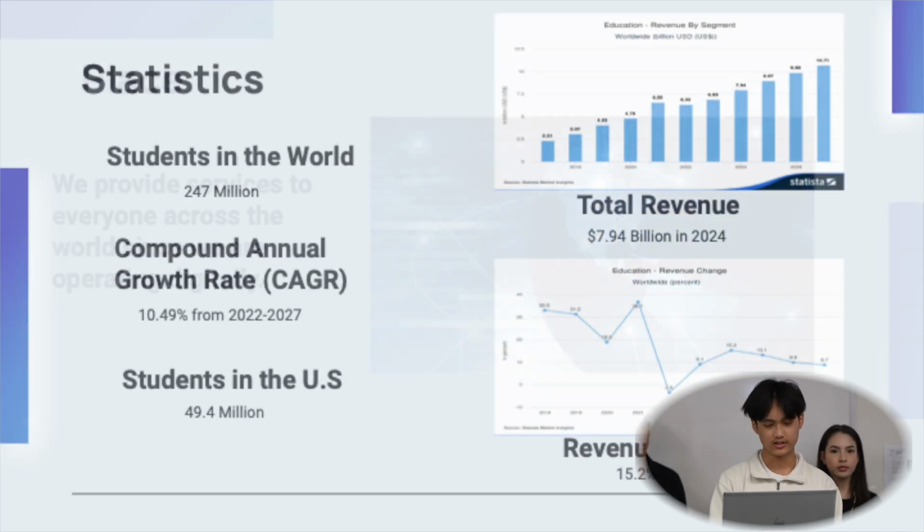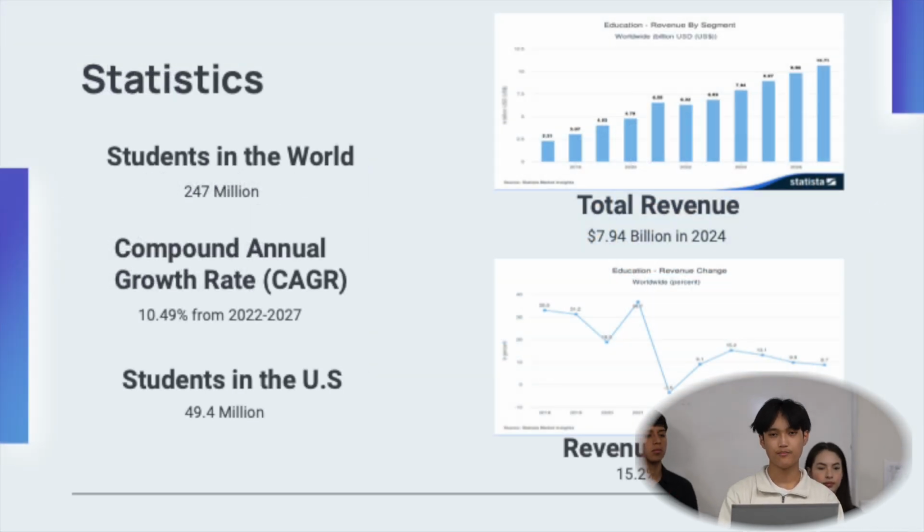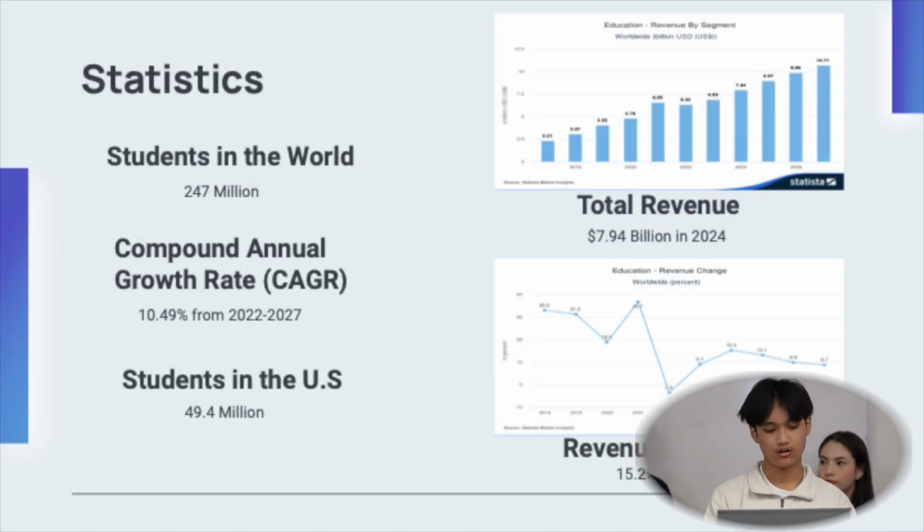So the statistics: there are 247 million students in the world. There are 49.4 million students in the US. So that's 247 million potential users of our website and tutoring services.